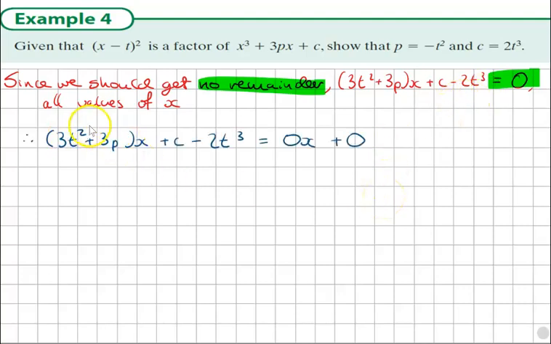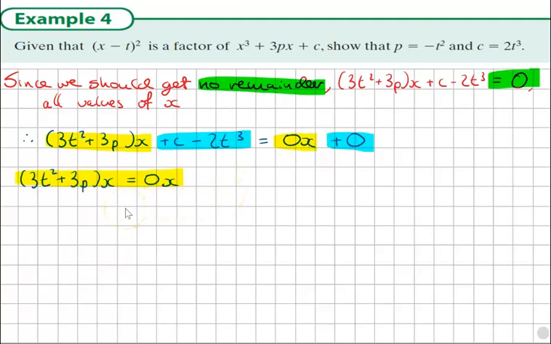So 3t squared plus 3p x plus c minus 2t cubed is equal to 0x plus 0. So we had already said it was equal to 0 because we know that there actually can't be a remainder because we're told that this is a factor. So I'm adding in the 0x here. So I'm going to put like to like. So the yellow parts will equate and the blue parts will equate.